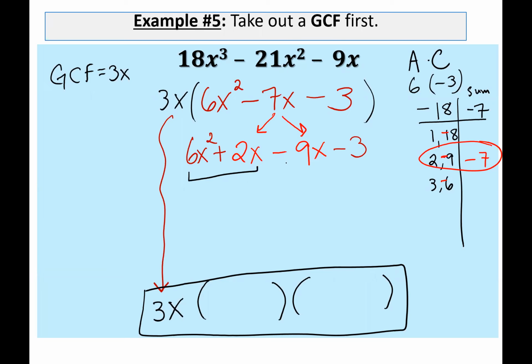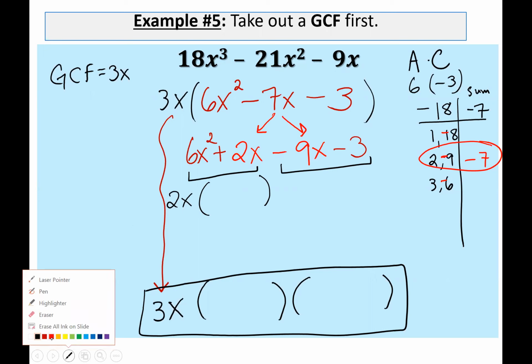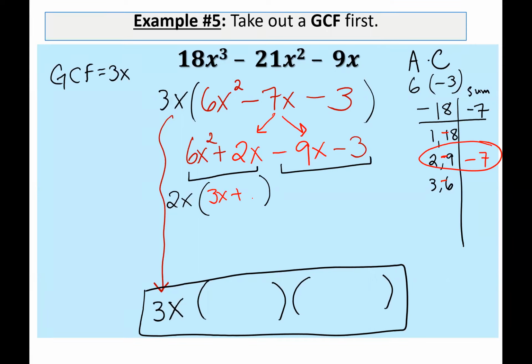My first group and my second group. My first group, 6x squared plus 2x. The GCF is 2x here. 6x squared divided by 2x, let's see, that will be 3x. 2x divided by 2x is just 1. So I have 3x plus 1 in parentheses.